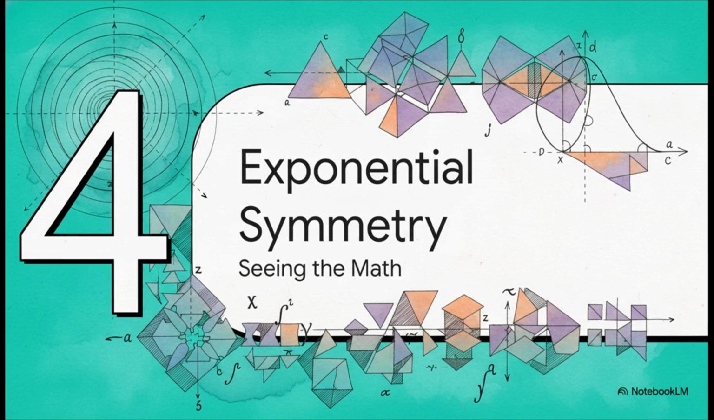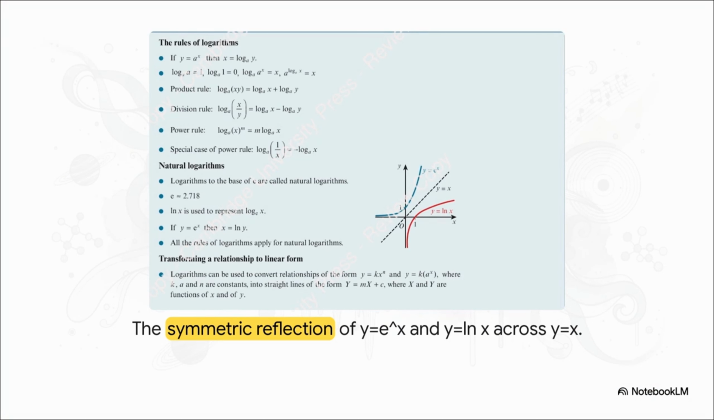All right, let's shift gears to section 4, visualizing exponential symmetry, seeing the math. I absolutely love looking at this visually because it brilliantly illustrates the concept of mathematical inverses. Notice that dashed black line shooting perfectly diagonally through the origin? That is the line y equals x. Now look at the blue dashed curve rocketing upwards. That's our exponential function, y equals e to the power of x. It crosses the vertical y-axis right at 1.